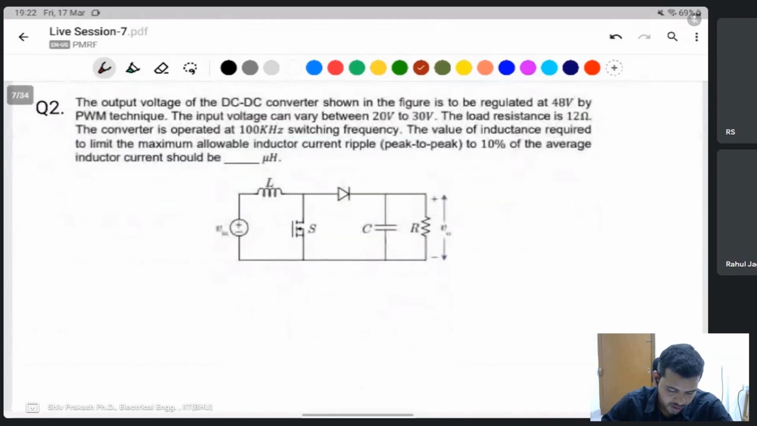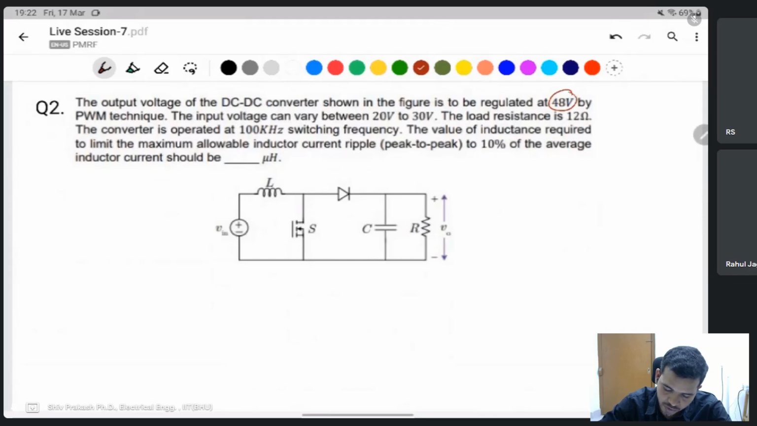Second question taken is from boost converter. The output voltage of a DC converter shown in the figure is to be regulated at 48 volt by PWM technique. The input voltage can vary between 20 to 30 volt. The output voltage is constant at 48 volt because it is regulated by the PWM technique. It means your controller is used to maintain the output voltage.